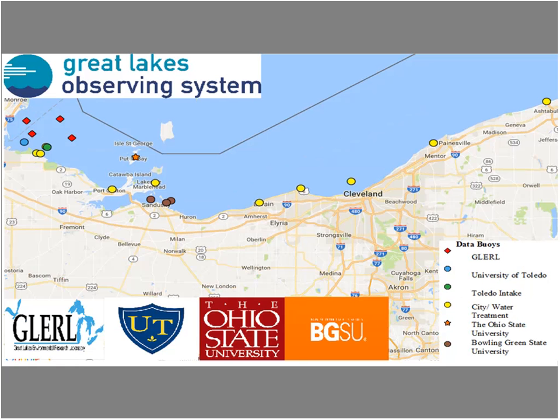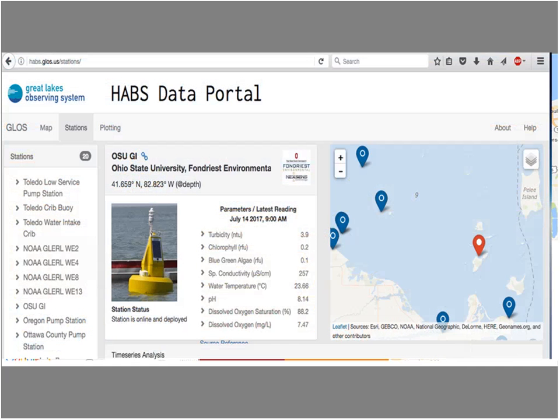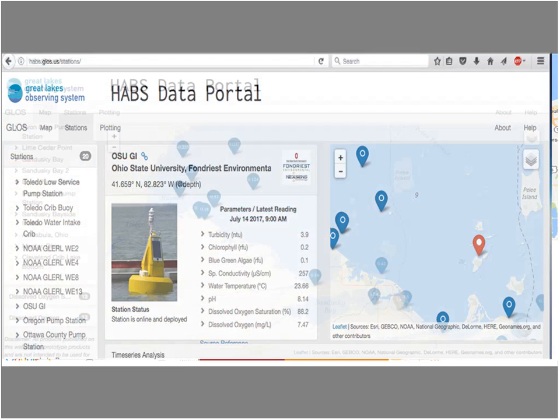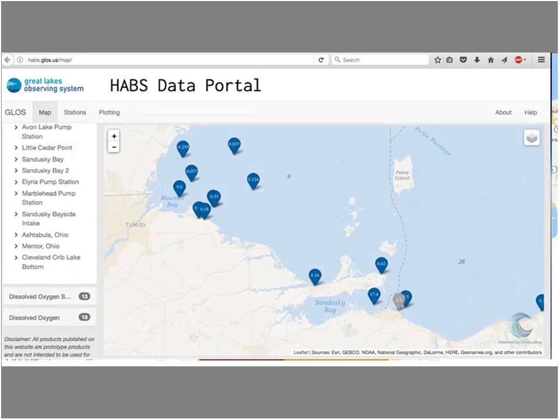One of the really harmful ones are here in the western basin. This shows the friendly interface of the HABS data portal, so you can choose on a map what data buoy you want to look at. So here I have the OSU Gibraltar Island buoy, and you see all the parameters there, the turbidity and the chlorophyll, the pH, everything. Or you can look at it on a map. Here I have selected blue-green algae, and it shows the RFU, the fluorescent units, at all the data buoys. So you can easily make comparisons, like in Sandusky Bay there's a lot more than in Maumee Bay.